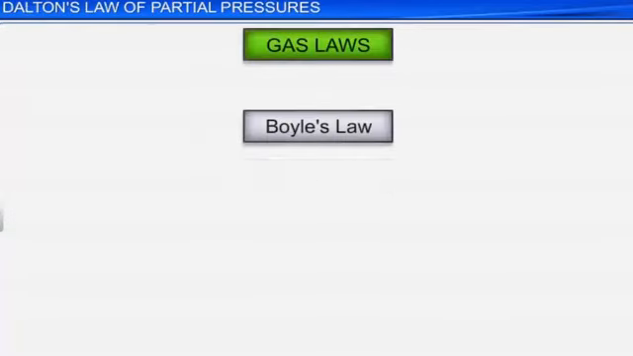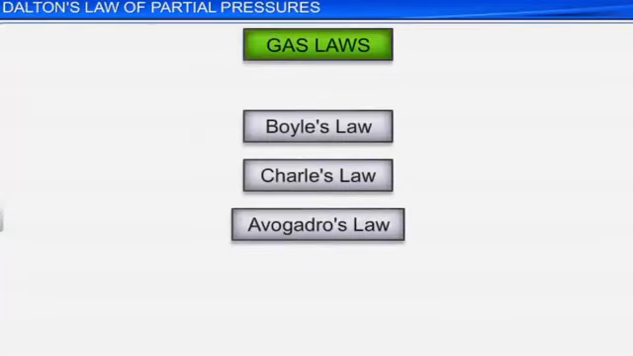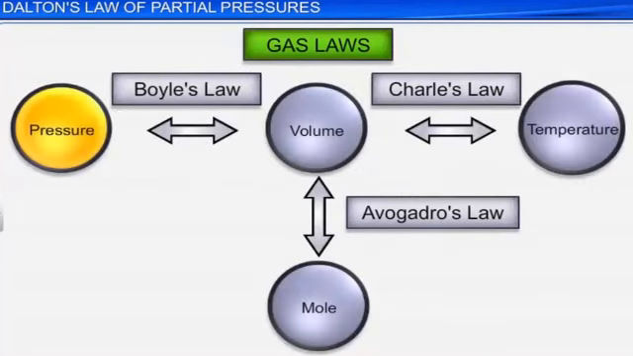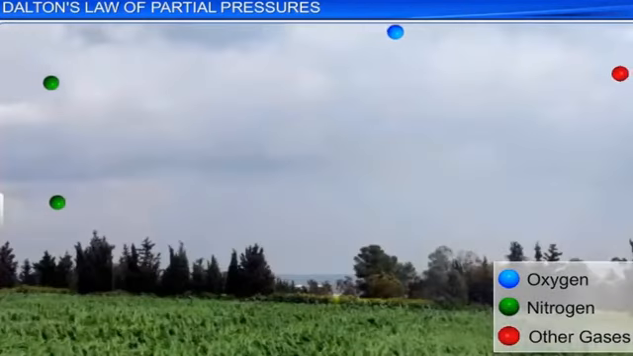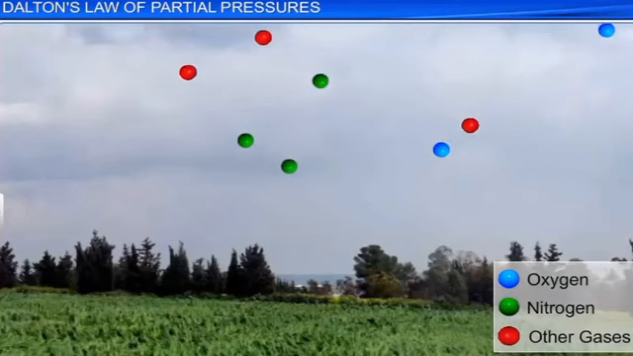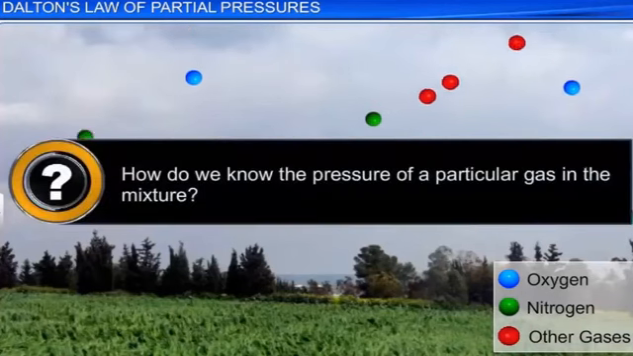The various gas laws that we have learned establish the relationship among pressure, temperature, and volume occupied by a certain number of moles of a gas. But air is a mixture of various gases. So how do we know the pressure of a particular gas in the mixture?